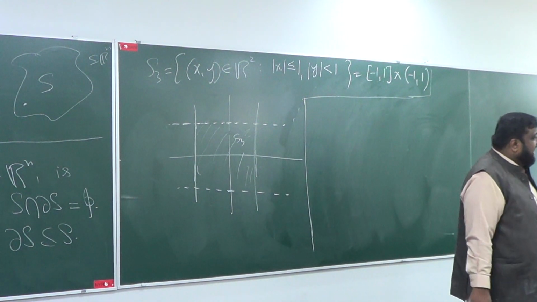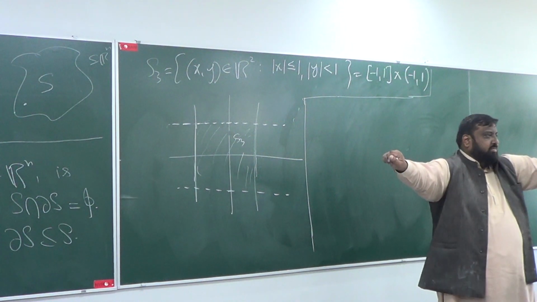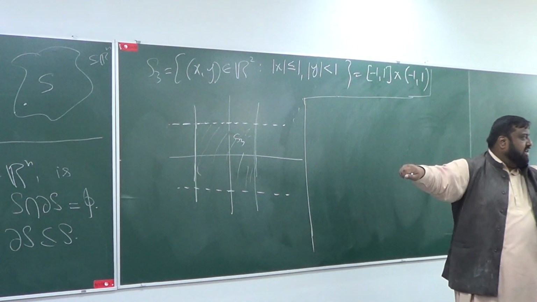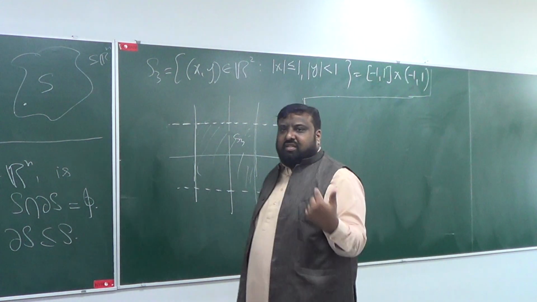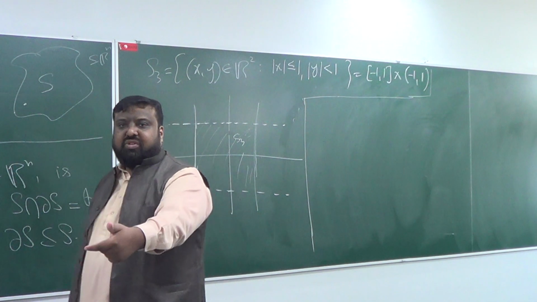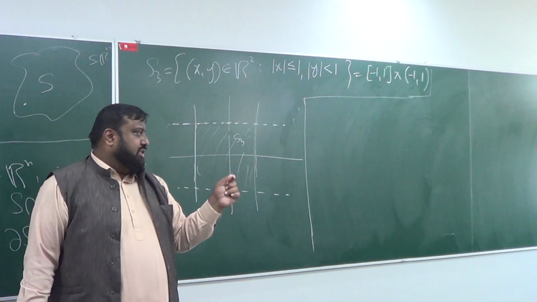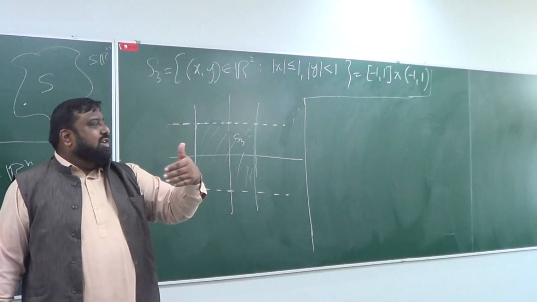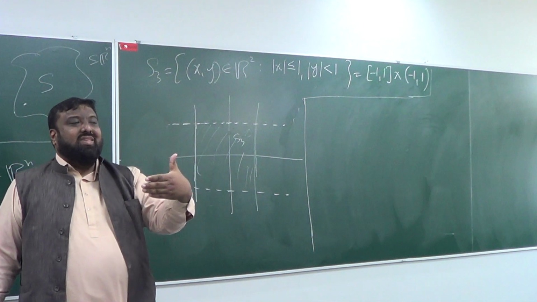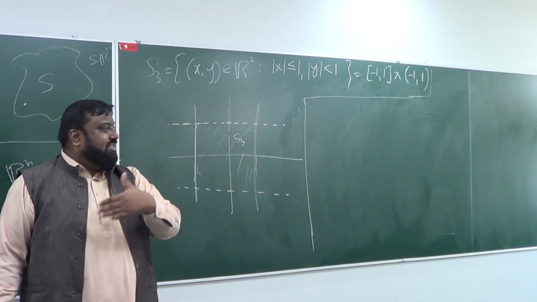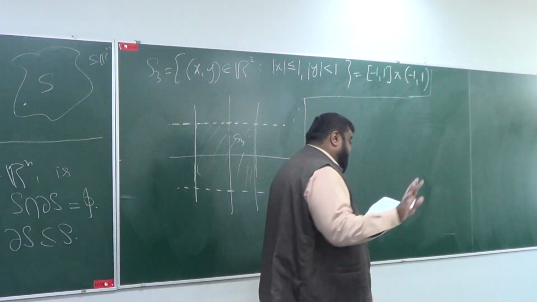One-dimensional object boundary. One-dimensional objects are lines, so the boundaries are going to be points. For example, if you have an interval A to B, then the boundaries are the end points, and a point is a 0-dimensional object. So the boundary of a higher dimensional object is n minus 1 dimensional. So we have an n minus 1 dimensional boundary.